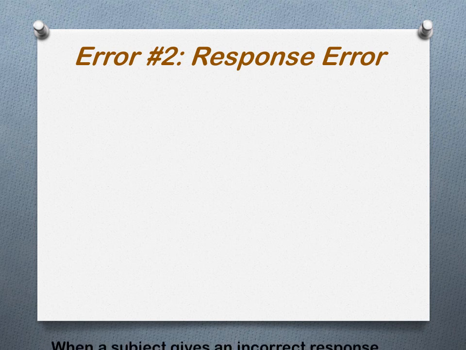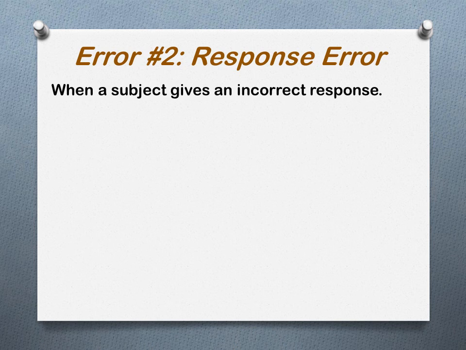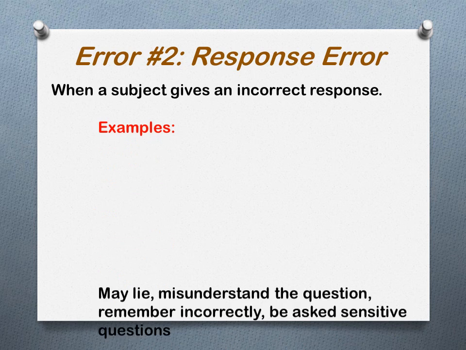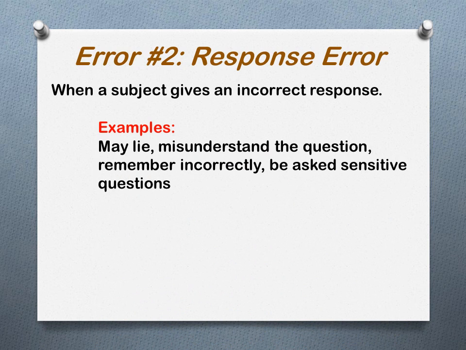Our next error is called a response error. This is when a subject gives an incorrect response. So for example, people may lie, they misunderstand the question, they may remember incorrectly, or maybe the question is sensitive and therefore they may not be telling the entire truth.